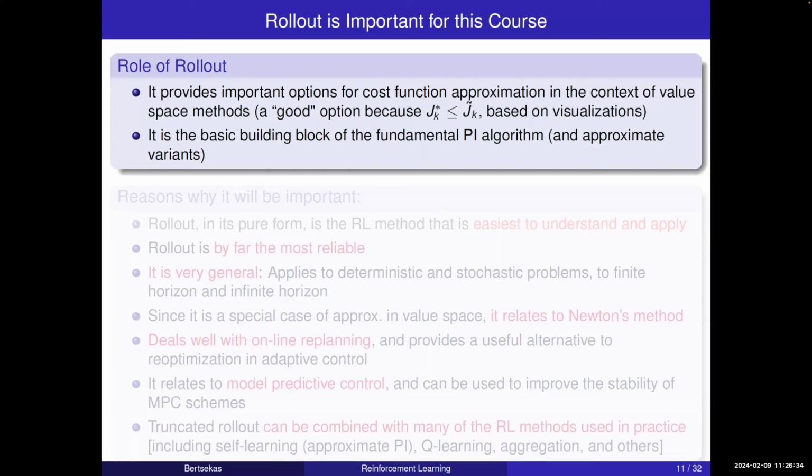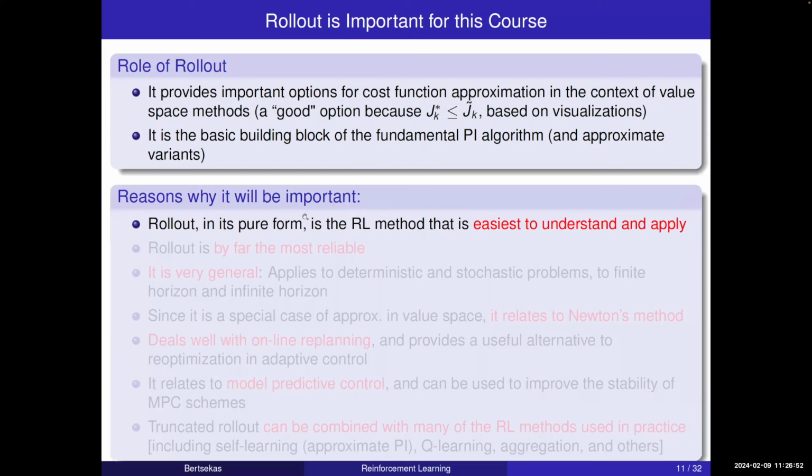So policy iteration is done offline. On the other hand, you may do approximate policy iteration, where you use some neural network to predict the intermediate policies, and that's an option too. So why will rollout be important?